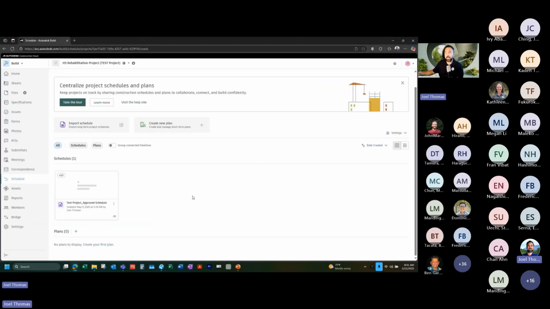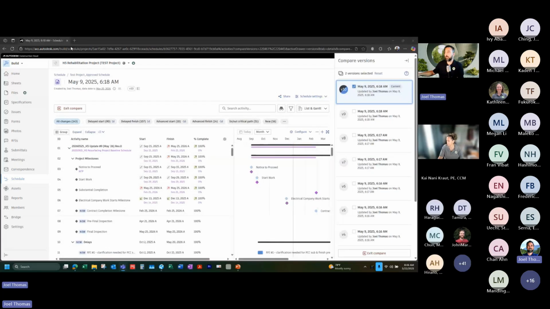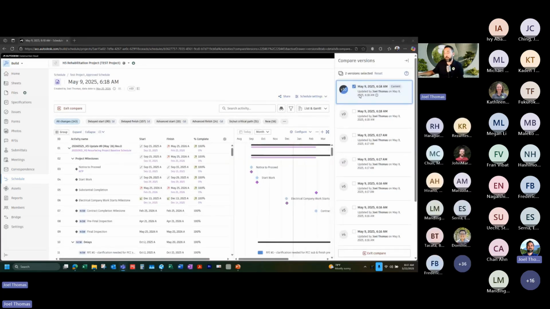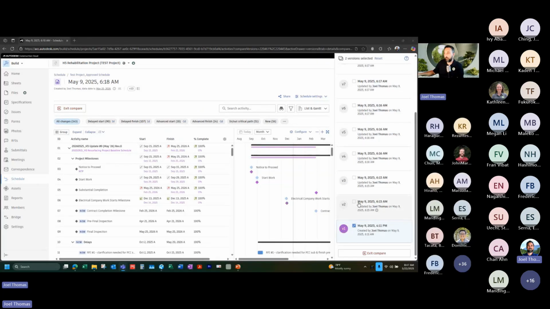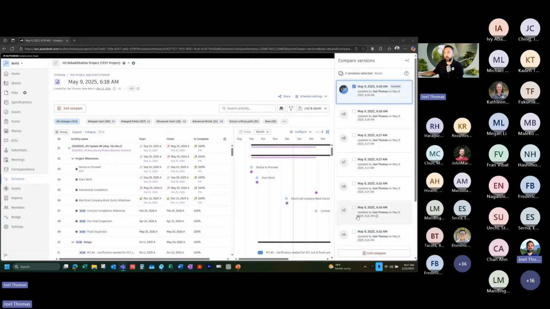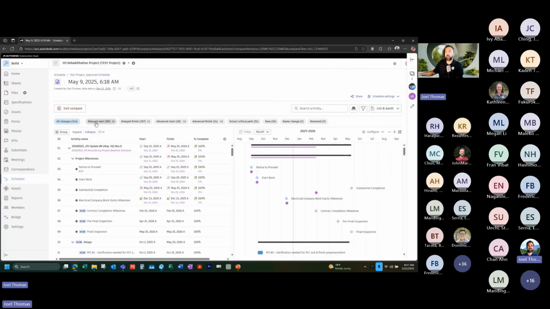So I took my last project schedule and I already updated it. I'm in my schedule module in ACC. Basically what I'm doing here is comparing my very last version of this schedule, which is the as-built at the end, to the very first one. I just want to see what happened on this project. Where were their deltas? They have all these pre-made filters here, and this is showing me all of the changes that happened on the project.